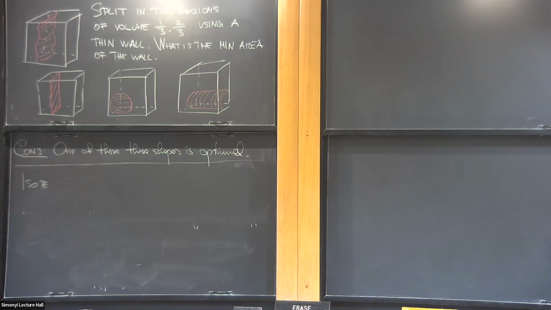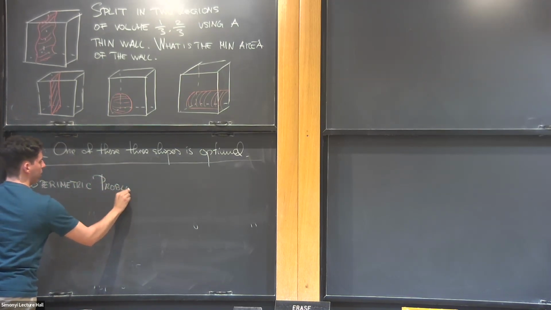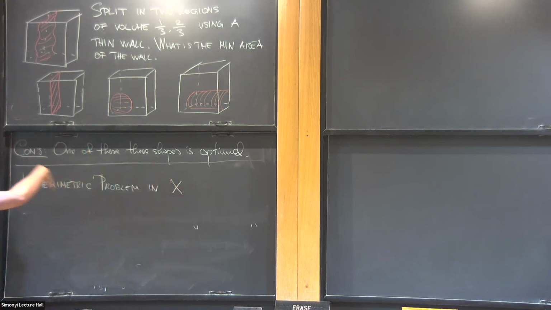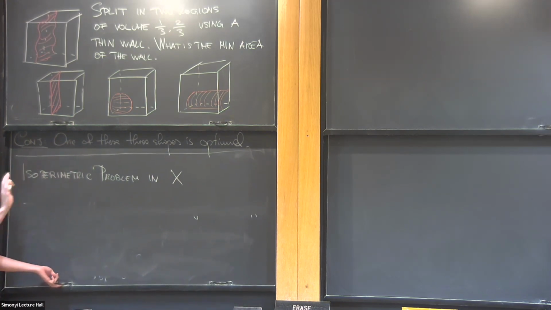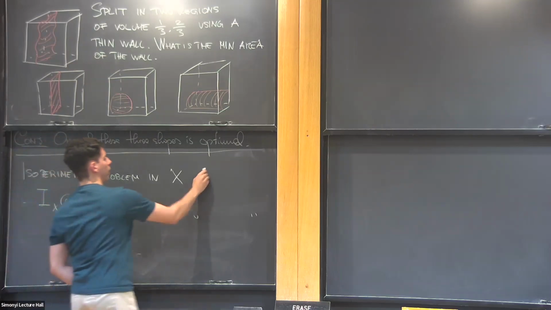Anyway, the isoperimetric problem in general in a space X. So X, you should think of X as your favorite manifold, for example. If you're not comfortable with manifolds, R^d is perfectly fine. And it's the following simple to state problem. So what is V? V is a volume.